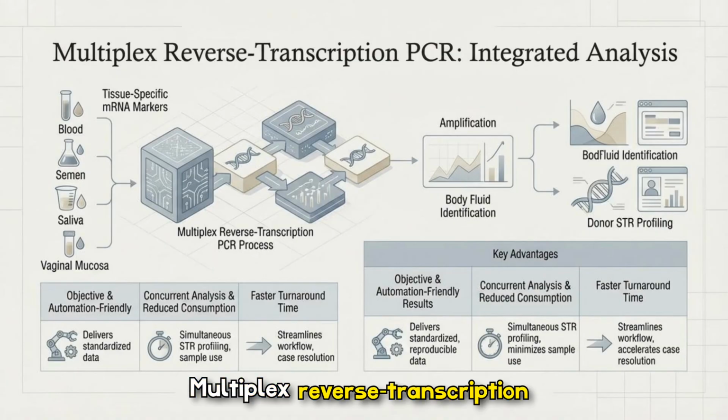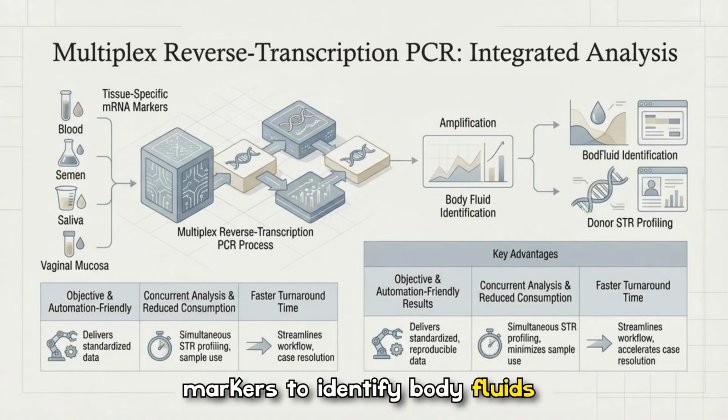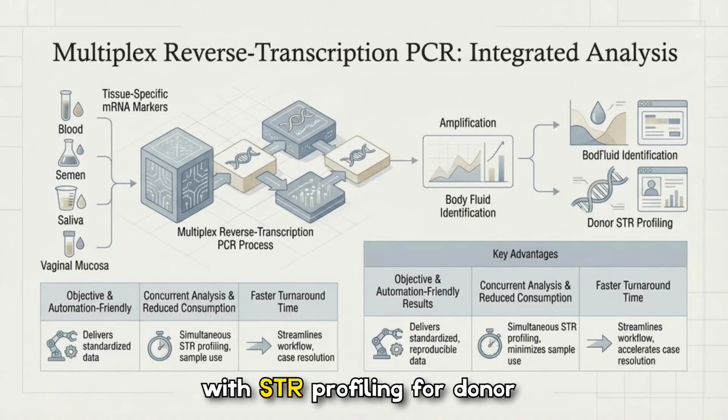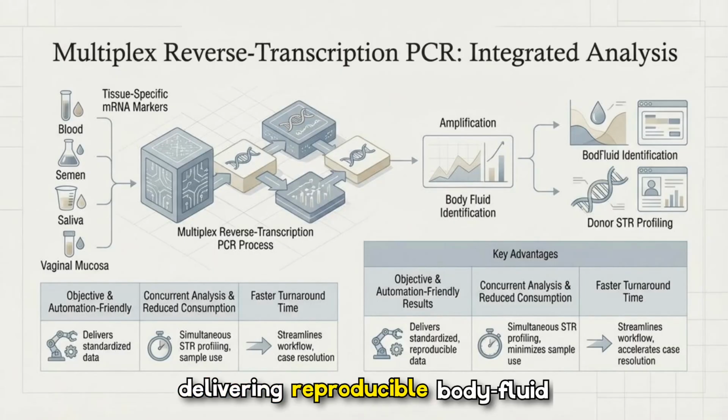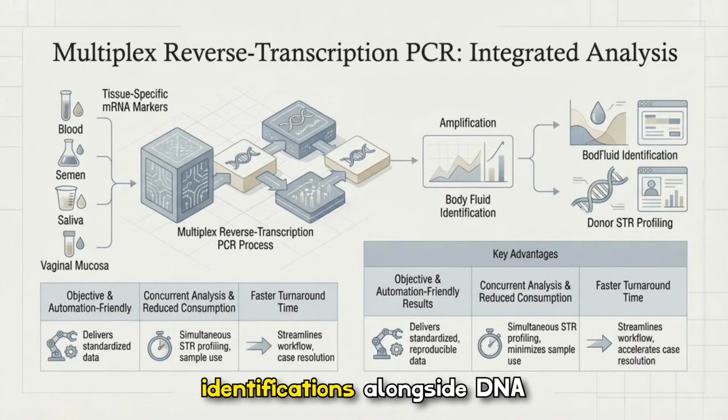Multiplex reverse transcription PCR uses tissue-specific mRNA markers to identify body fluids and integrate that information with STR profiling for donor identification. This automated, objective workflow enables concurrent analysis of multiple fluids, standardizes results, and shortens turnaround times, streamlining casework by delivering reproducible body fluid identifications alongside DNA profiling where needed.